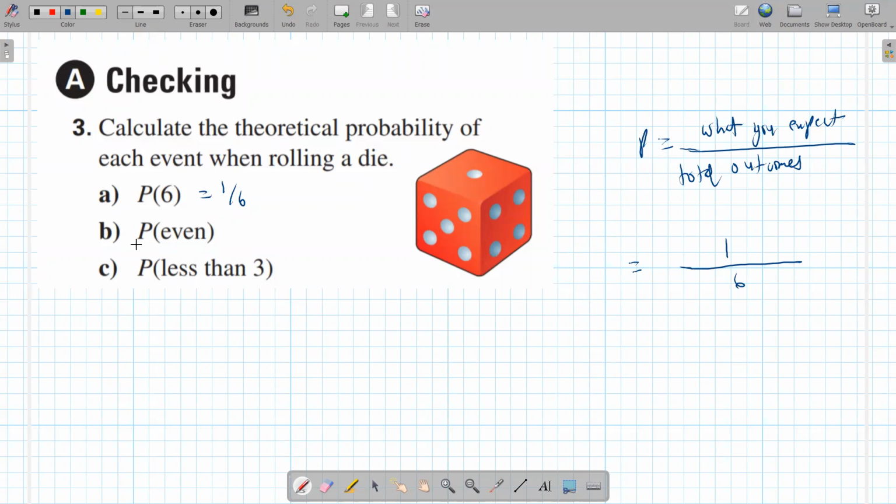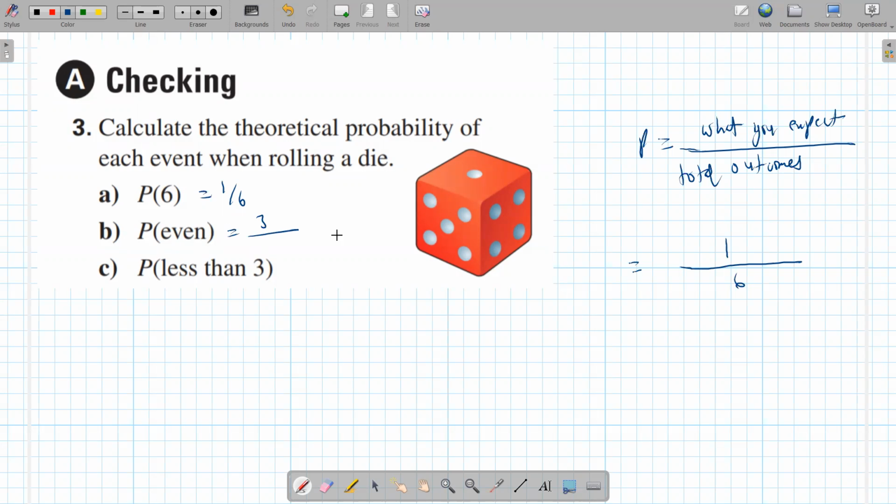Let's look at B. Probability of even. So that means what are even numbers on a dice? 2, 4, and 6. So how many of them are there? 3, right? So there's 3 of them.